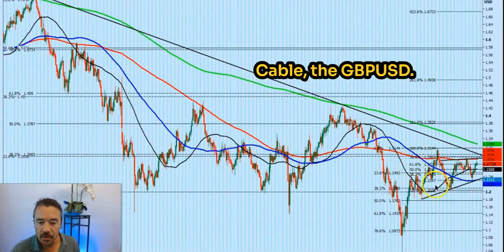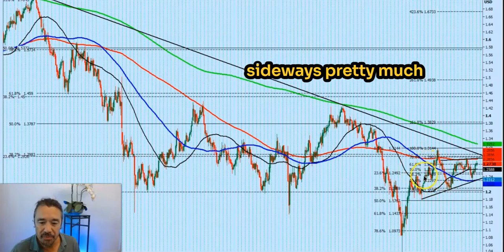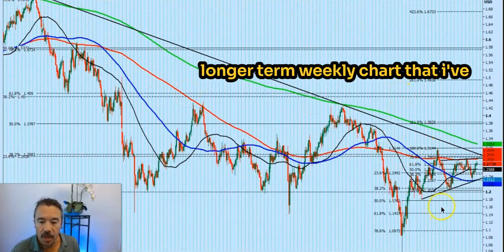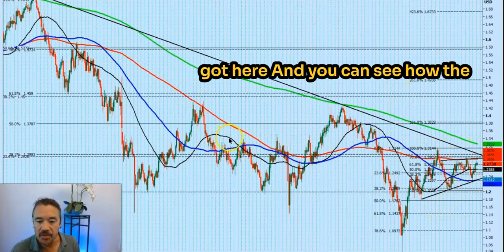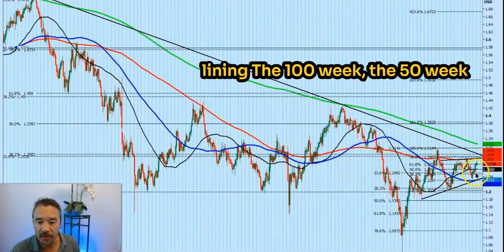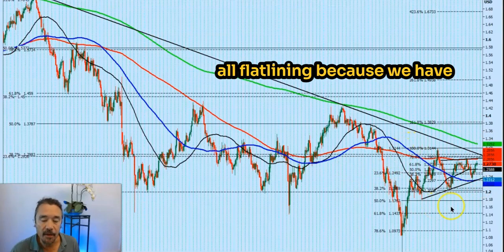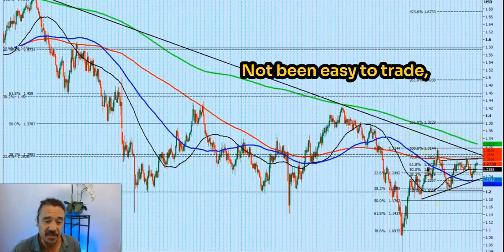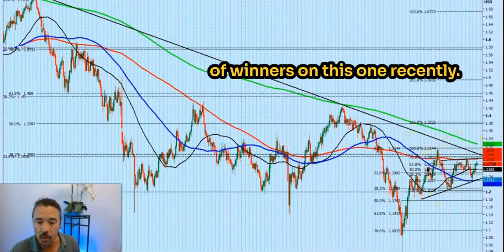Cable, the pound versus the dollar. Now this has been moving sideways pretty much for at least a year. You can see that even from the longer term weekly chart that I've got here. And you can see how the 200-week moving average is flatlining, the 100-week, the 50-week, all flatlining because we have been going sideways for so long. Not been easy to trade, although we have had a couple of winners on this one recently.